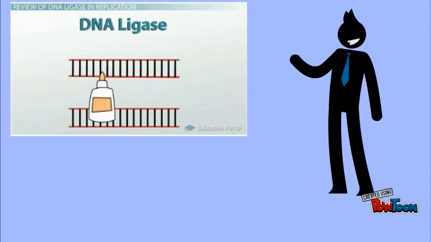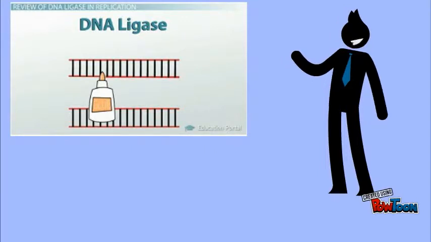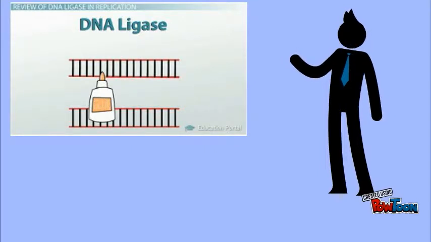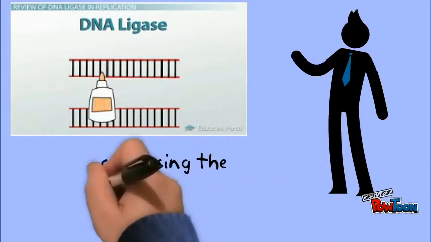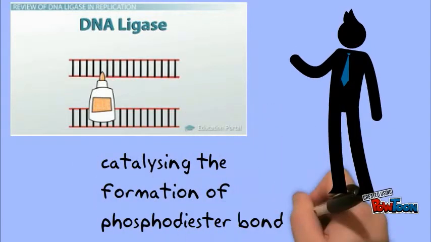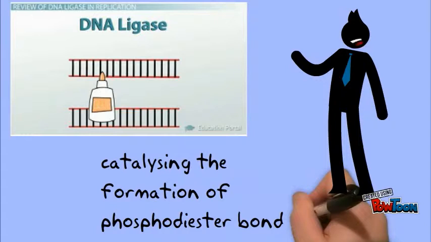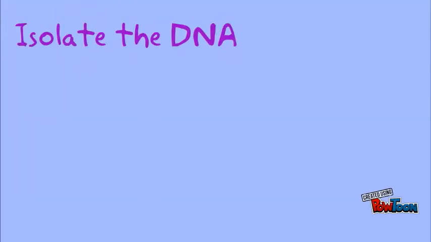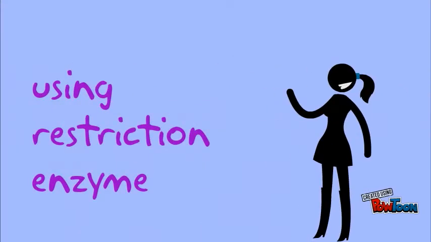DNA ligase is an enzyme that facilitates the joining of DNA strands together by catalyzing the formation of a phosphodiester bond. Below are the steps for the cloning process. First, isolate the DNA from the organism that contains the desired gene. The isolated DNA is purified and then fragmented with a restriction enzyme.